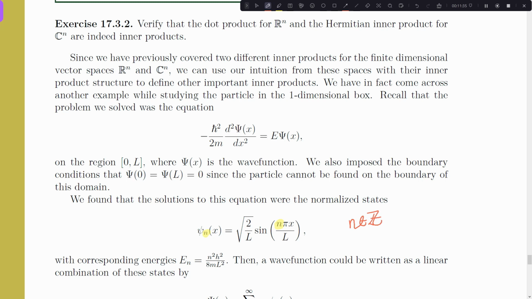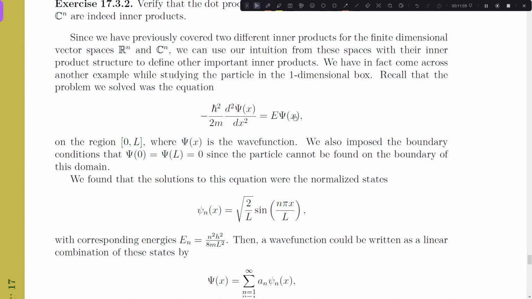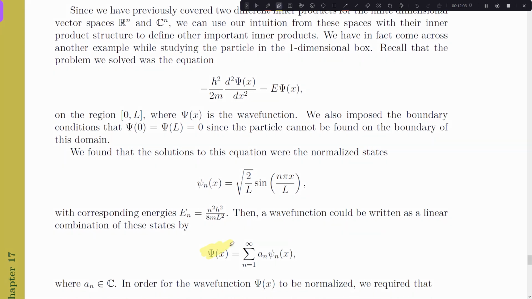And because of that, we can form a vector space out of these as a basis. And forming a vector space out of those as a basis gives us this: since each one individually was a solution and the differential equation is linear, after combining all of them into a vector space, which is what's given right there, we actually recover another solution, which is this solution right here. And so this in many ways is the general solution.